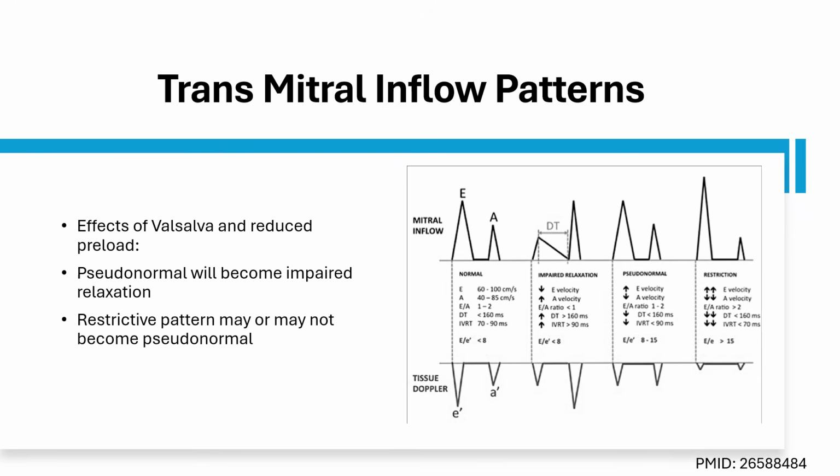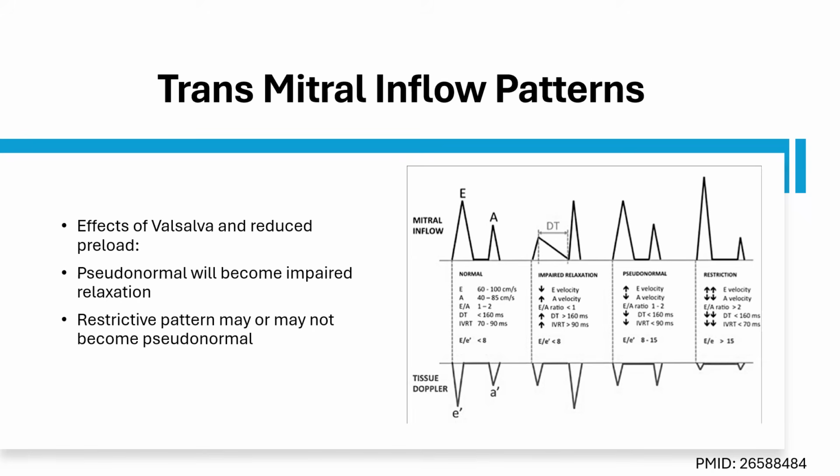Different clinical scenarios and maneuvers can change this relationship. For example, reduced preload and Valsalva maneuver can unmask pseudonormal pattern and make it impaired relaxation. That is how sometimes one can differentiate between the two. Because if you do Valsalva maneuver or reduce preload for a normal pattern, you'll have a symmetric decline in both E and A wave velocity.